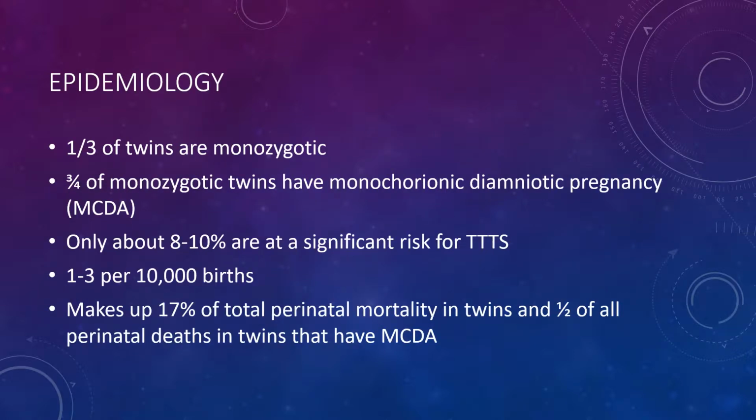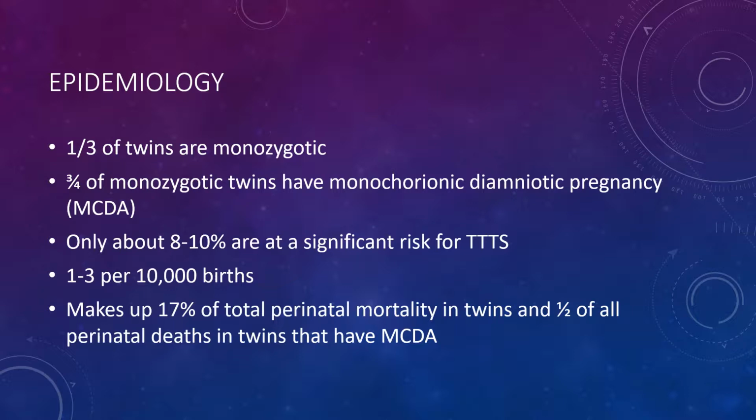For epidemiology, about 1/3 of twins are monozygotic, meaning that they come from one egg that has split into two, so identical twins. About 3/4 of these twins have something that's called monochorionic diamniotic pregnancy, that I'm going to be referring to as MCDA from now on. And that means that you have two babies with two amniotic sacs, but they share the same placenta.